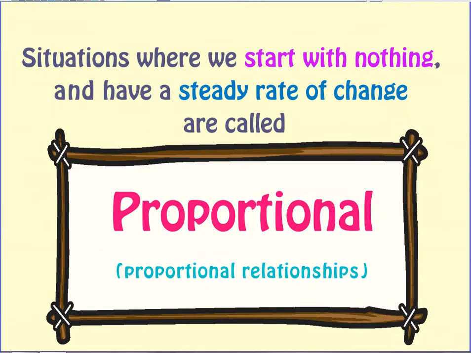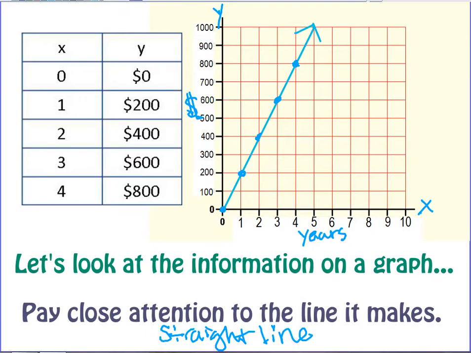Situations like we had before, where you start with nothing and have a steady rate of change, we're going to call those proportional relationships. So again, this is an important term that needs to be in your notes. Situations where you start with nothing and have a steady rate of change are called proportional. So we're going to go back a couple of screens to our first graph. Notice how we went through the point (0, 0). That's what they mean when they say start with nothing. And this straight line is telling us we have a steady rate of change. That's what makes something proportional.